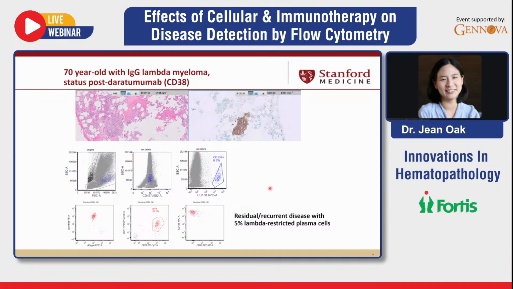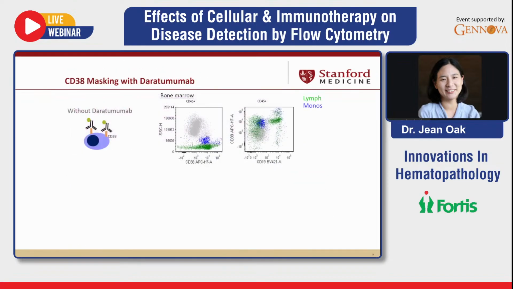But usually, plasma cell detection has been more reliant on CD38 expression because plasma cells normally express very bright CD38. But in this case, what you can see is that there's actually no CD38 reactivity at all, which doesn't correlate with the presence of plasma cells. So if you were just using CD38-based gating, this is going to be a problem. And this is happening partly because of masking due to daratumumab.